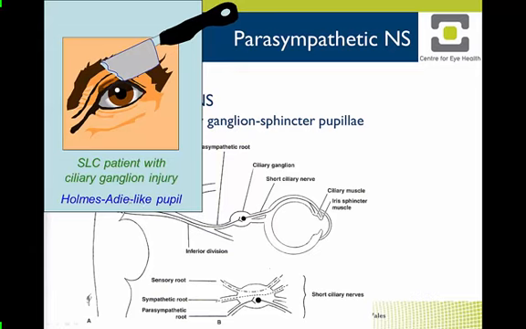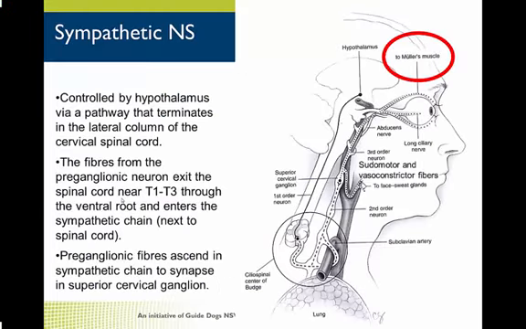Technically, it's an Adie's-like pupil, because in order to get the Holmes-Adie pupil, you have to have an absent knee jerk, and these patients, if they have Holmes-Adie pupil, will also typically have postural hypotension. So here's an example, having an Adie's-like, or Holmes-Adie-like pupil secondary to injury.